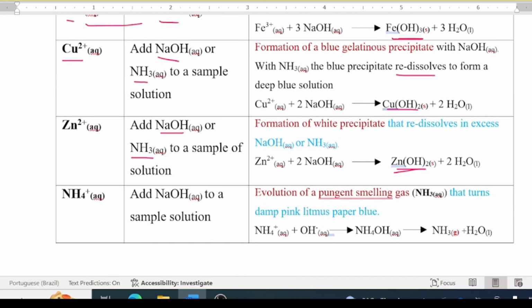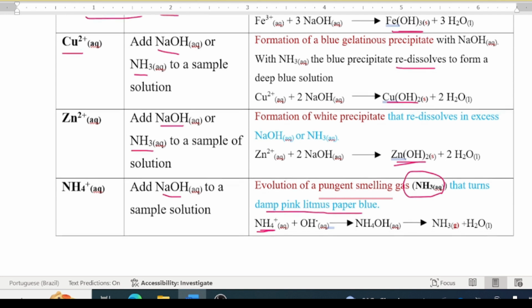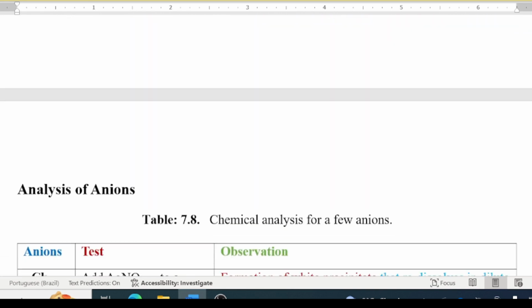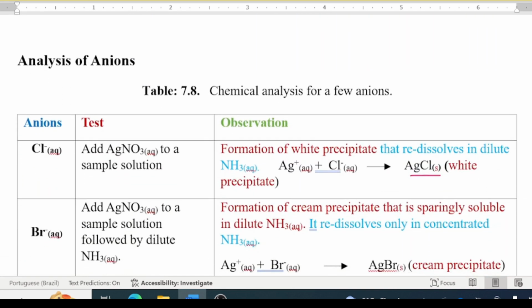How do you test for ammonium ions? Let's say you have ammonium chloride. Add some sodium hydroxide to a sample of it. You get the evolution of a pungent smelling gas that turns damp pink litmus paper blue. So that is a test for ammonium ions. Add NaOH to it. If a gas is produced that turns damp pink litmus paper blue, it is indicative of the presence of ammonium ions.